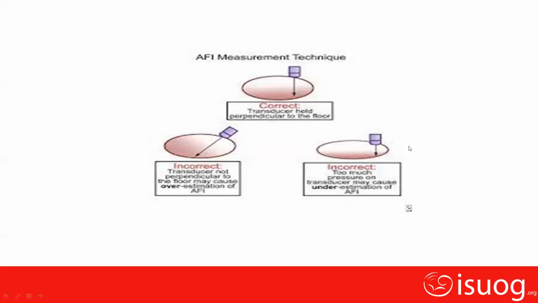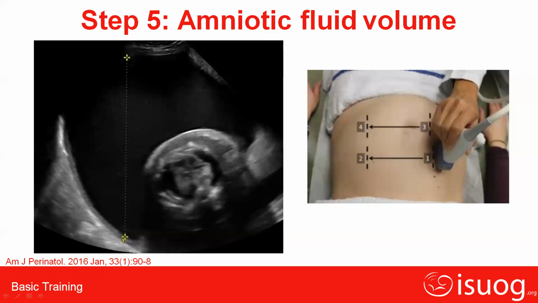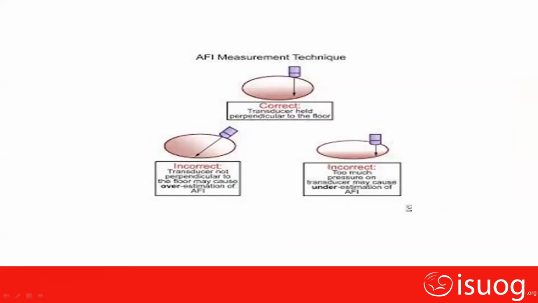And this is the picture where these quadrants are measured. This is quadrant 1, this is quadrant 2, this is quadrant 3, and this is quadrant 4. All four quadrant pockets are summed up, and ultimately we get the amniotic fluid index, or AFI. Now coming to step 6, that is the fetal biometry. Among the fetal biometries, the most important is the biparietal diameter.